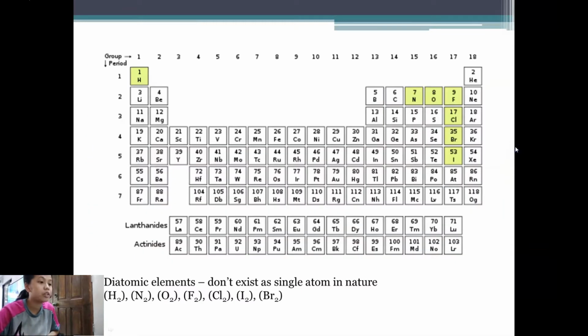Also, be careful with the diatomic elements. Those are elements that don't exist as a single atom in nature. An example earlier is oxygen. Oxygen in the periodic table is simply O, but why do we put subscript 2? Since it is a diatomic element. An oxygen atom finds another oxygen atom and bonds with it. So that's why we need to put a subscript 2.